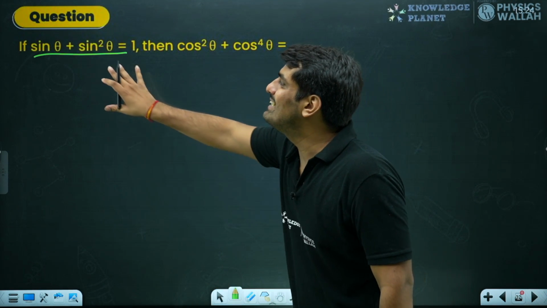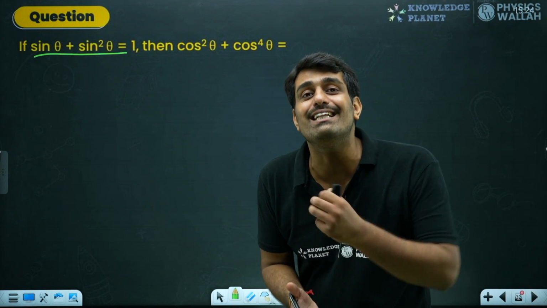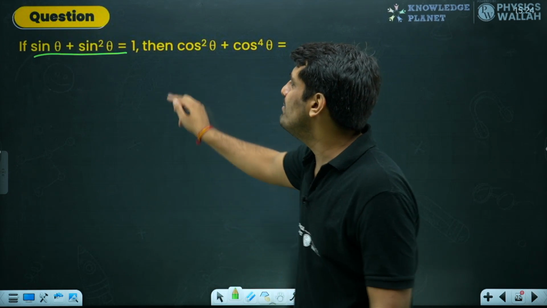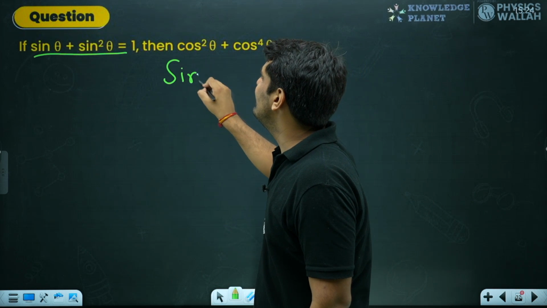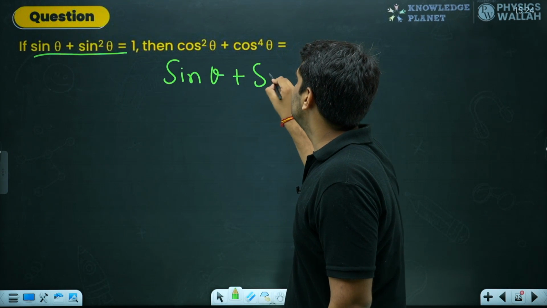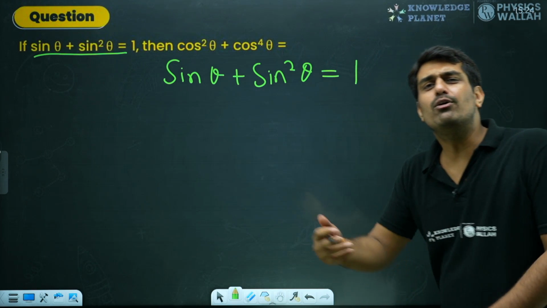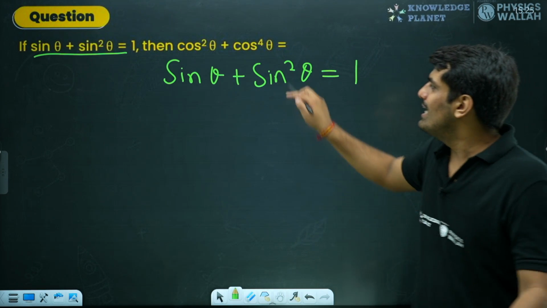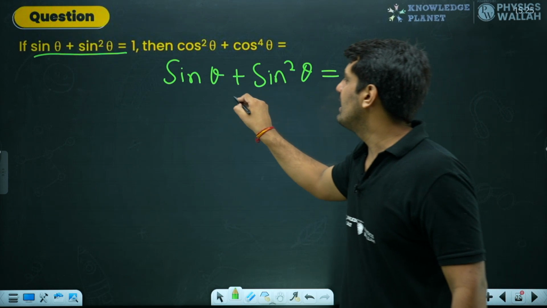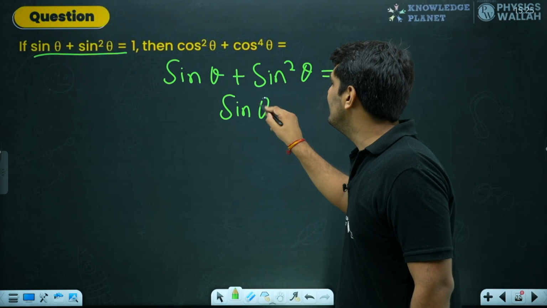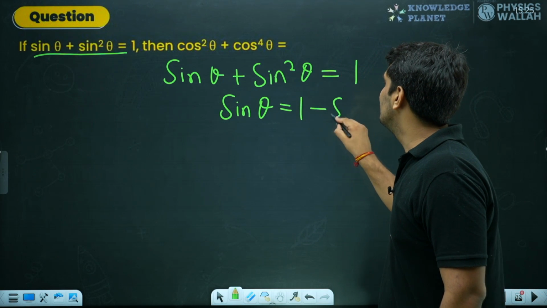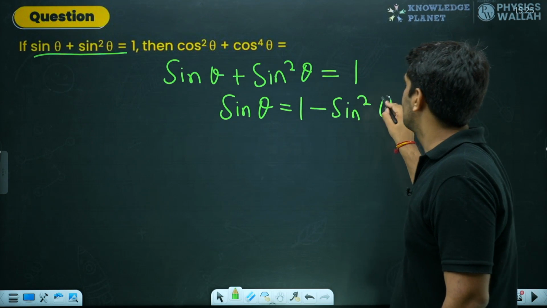It is very simple, you have to take some logical steps. What logical step? Let me write it once again. Sin theta plus sin square theta is given to me as 1. Fair enough. Let me do some transformation of the given thing. Let me transfer the sin square theta to the other side. This is sine theta equals 1 minus sine square theta.